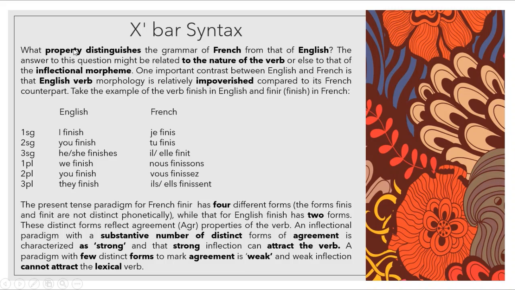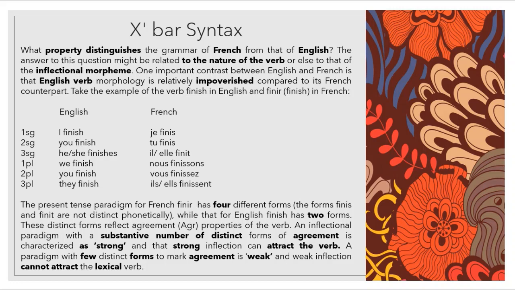وهنا غادي نطرحوا واحد السؤال: what property distinguishes the grammar of French from that of English? يعني واش هي الحاجة اللي كتخلي الجرامر ديال الفرنش مختلف على الجرامر ديال الانجليش. The answer to this question might be related to the nature of the verb or else to that of the inflectional morpheme. يا إما يعني عندها علاقة بالverb يا إما عندها علاقة بداك المورفيم.